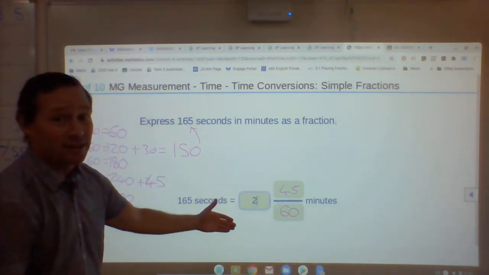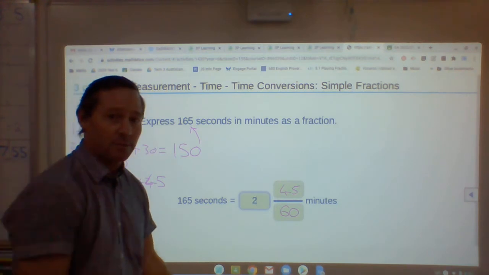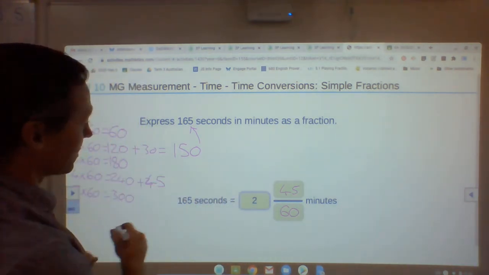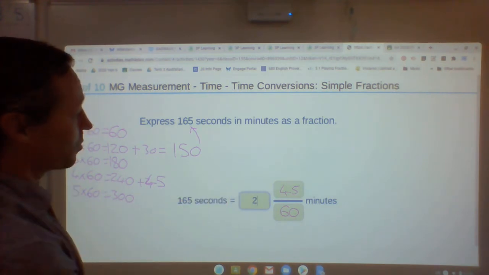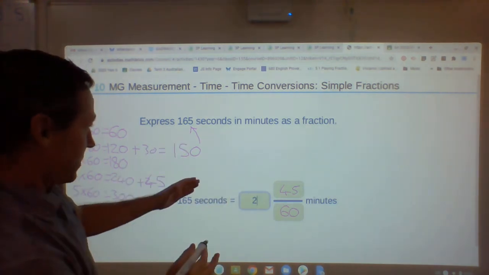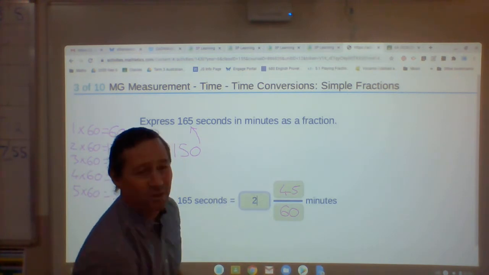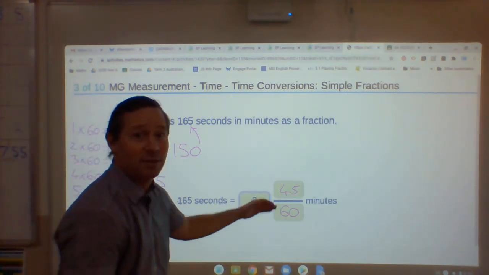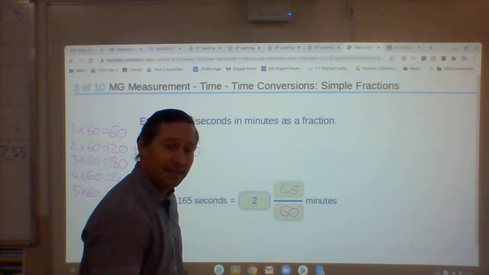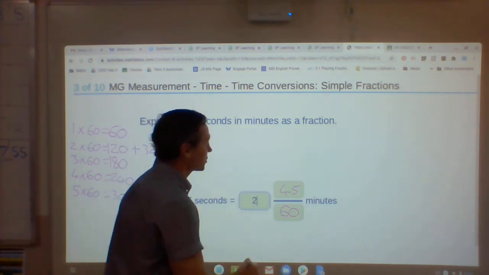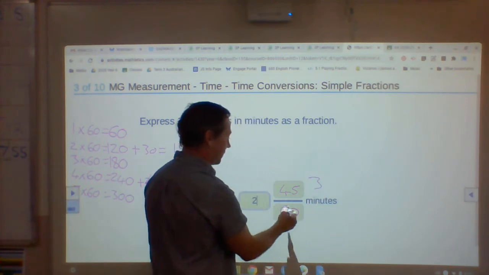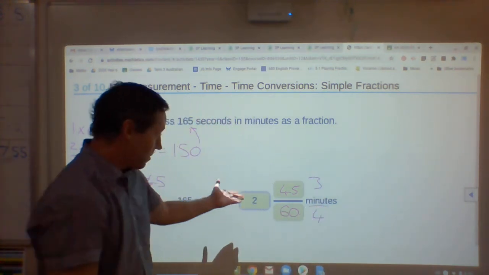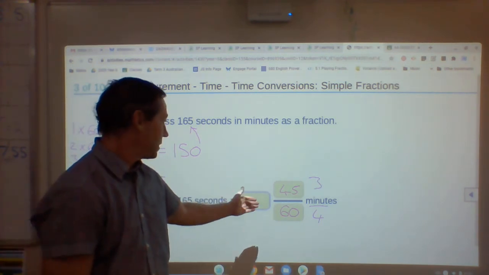But we probably want to simplify this. Simplifying is in another video, breaking it down to an equivalent fraction. What do you reckon that would be? Now, 15 can fit into both 45 and the denominator, 60. 15 can fit into this one 3 times, and 15 can fit into this one 4 times. So my best answer would be 2 3/4.